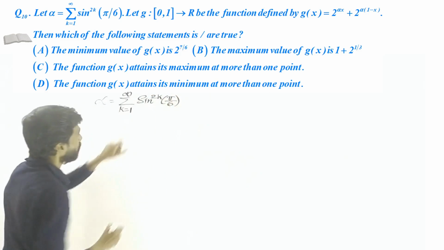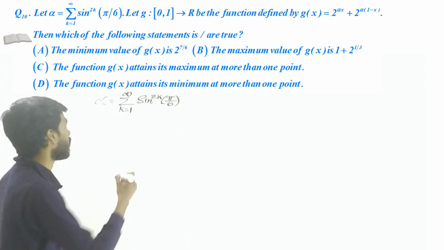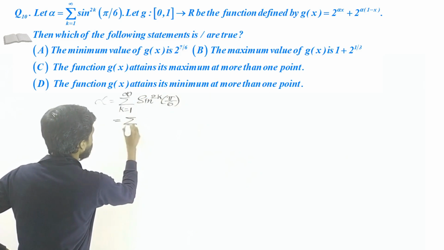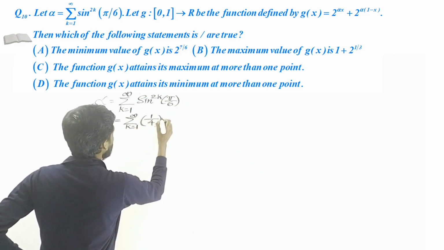So that is very simple, right? Sine pi by 6, so sine 30 is 1 by 2. 1 by 2 to the power 2k, or 1 by 4 to the power k. So this value is summation k from 1 to infinity 1 by 4 to the power k.